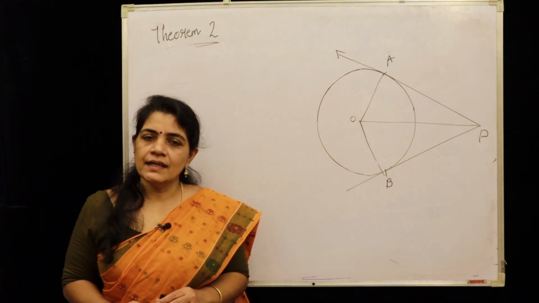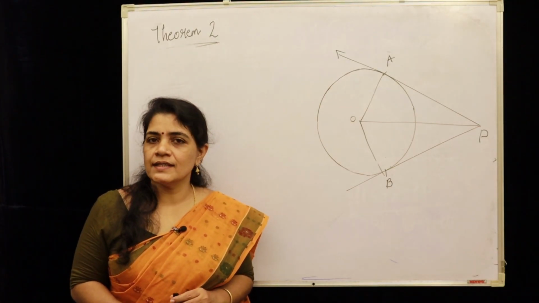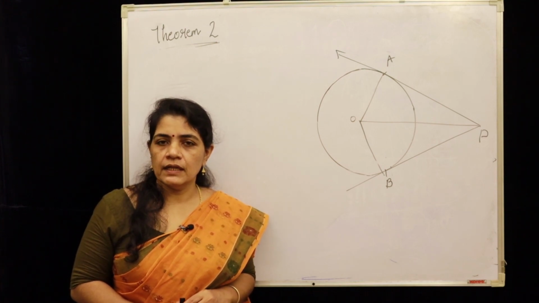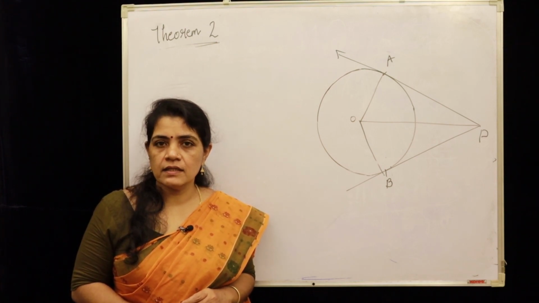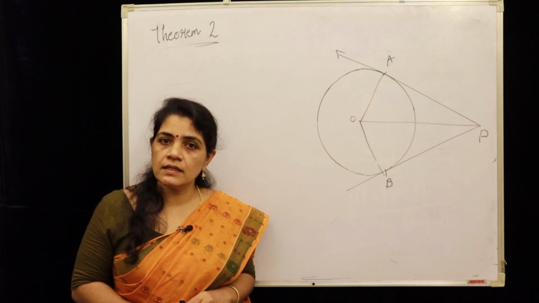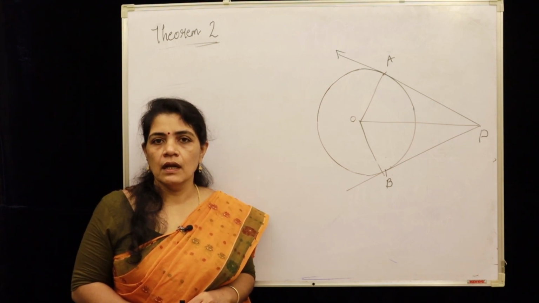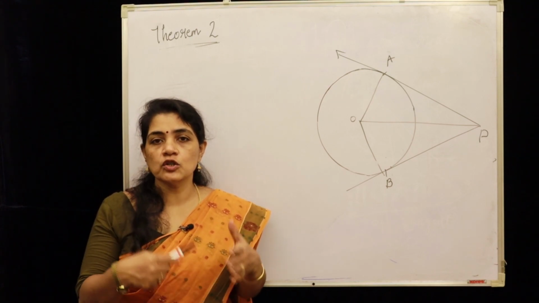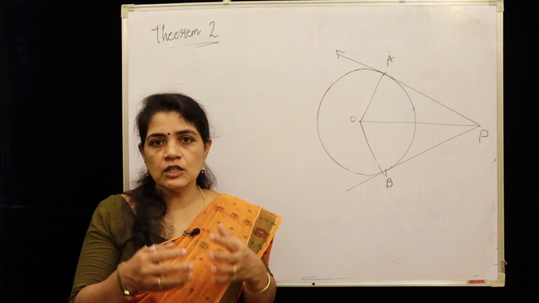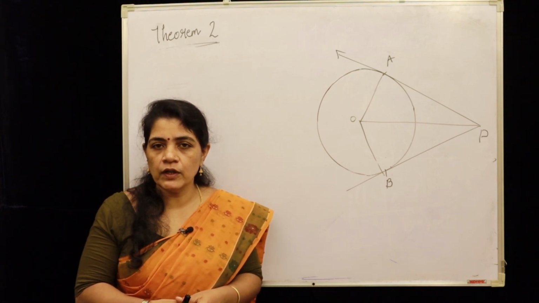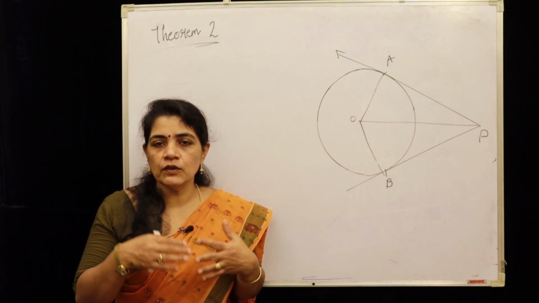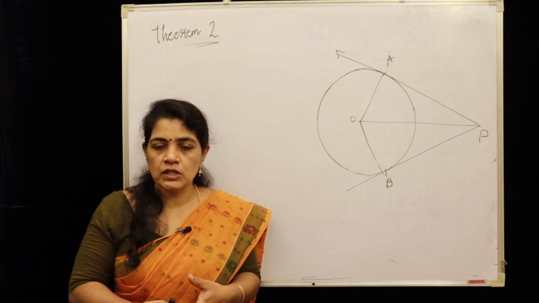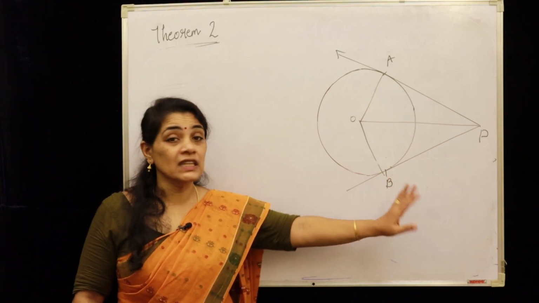Yes children, now we are going to prove the second theorem. And what is the statement of the second theorem? The lengths of tangents drawn from an external point to a circle are equal. This situation we have discussed in the previous video. When we have a point, you can locate the point in 3 positions in a plane, and this comes under the third case.